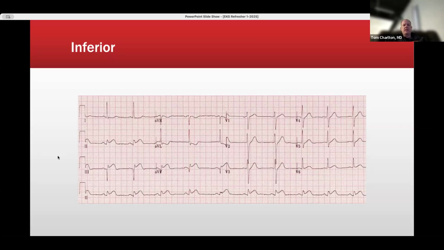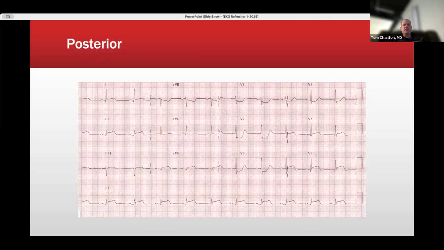And everybody's favorite, the inferior MI, all right, 2, 3, AVF. We can clearly see ST elevations, okay? Don't really have much in the way of reciprocal changes. I mean, there maybe is a little bit in the lateral. You can kind of see that ST depression, but not much else going on.